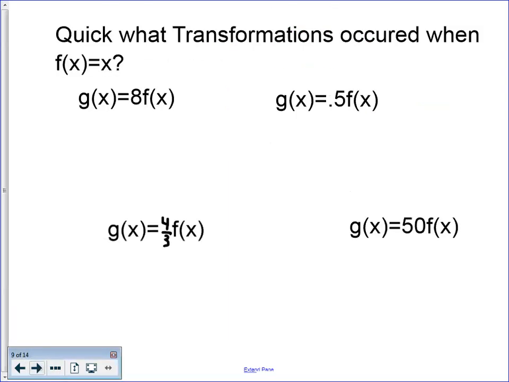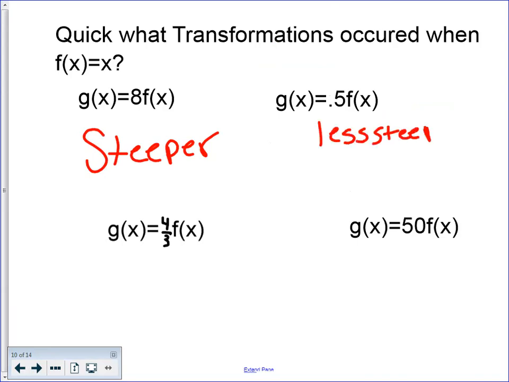All right, again, let's do some practice. So 8f of x, what is that? I have a slope that is bigger than 1, so I am steeper. What about 0.5 f of x? Well, that slope is less than 1, bigger than 0, and so that makes it less steep. All right, you try the next two.